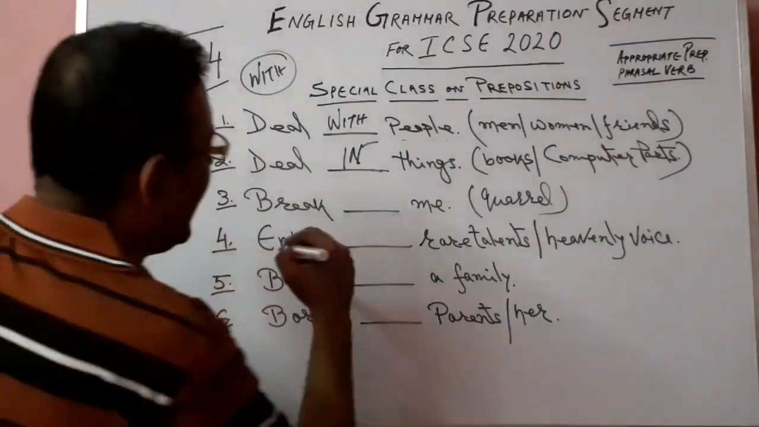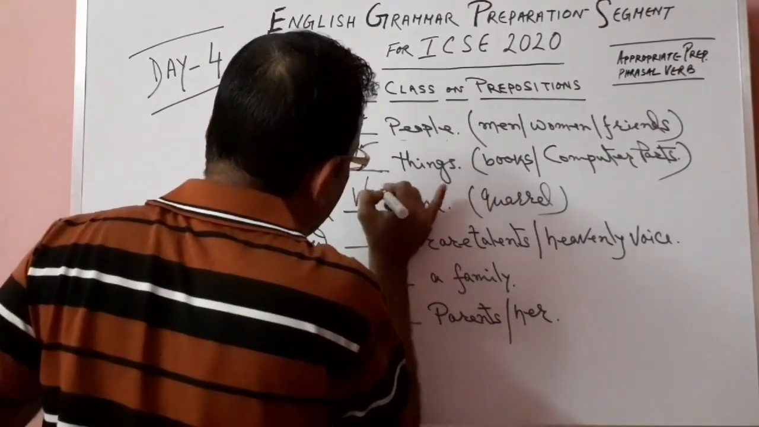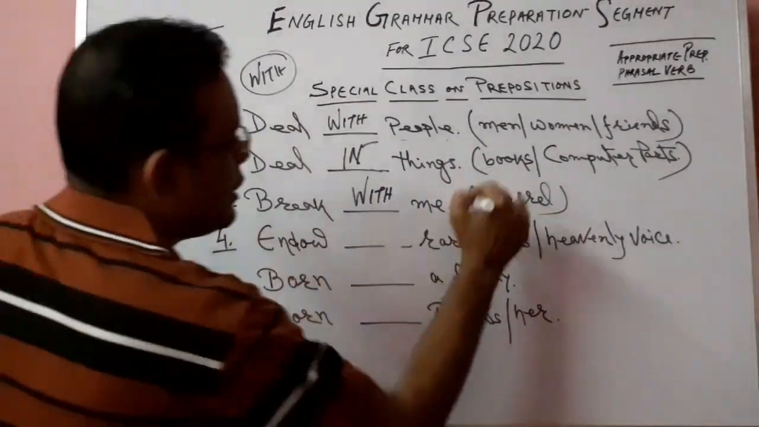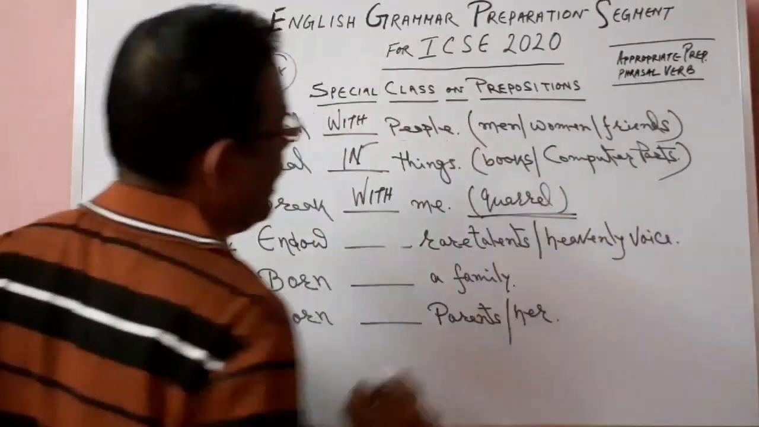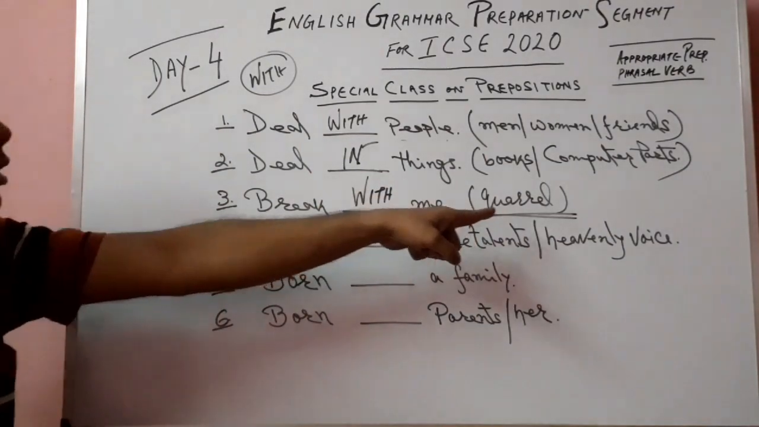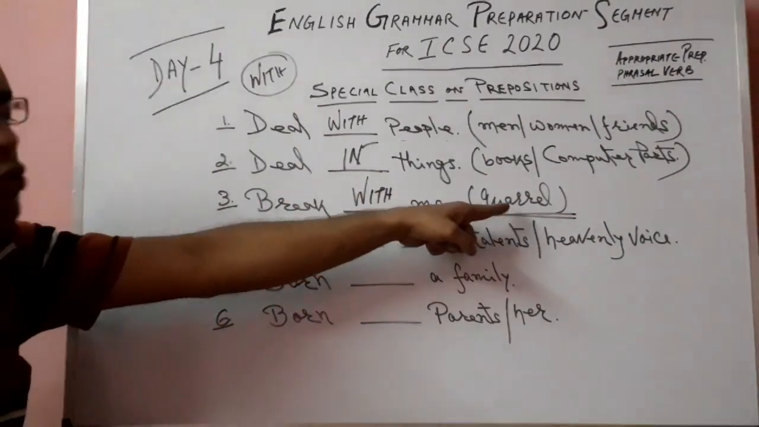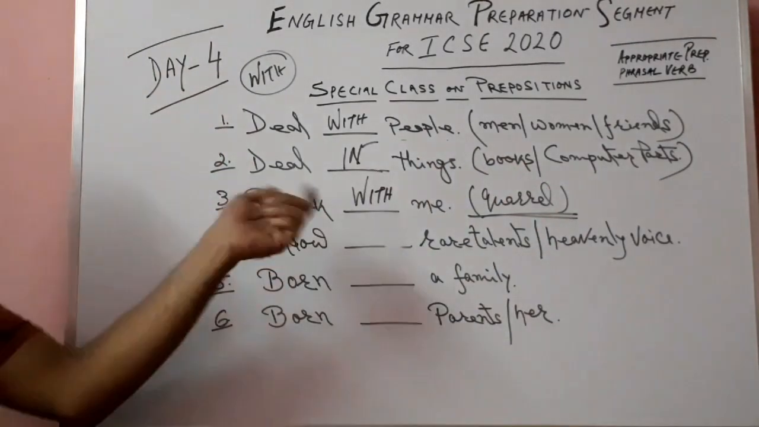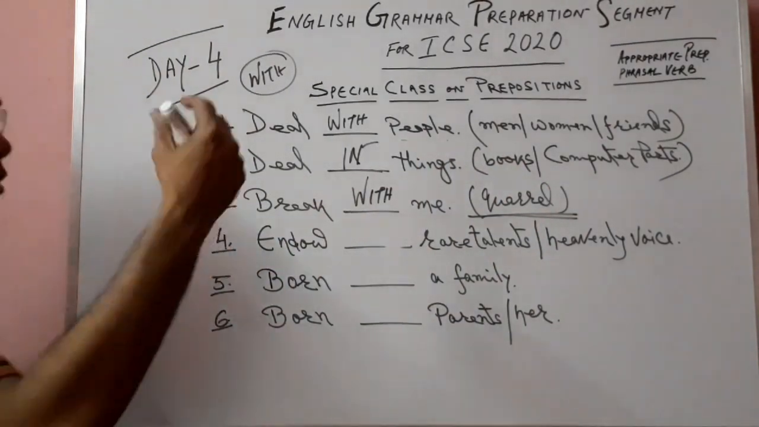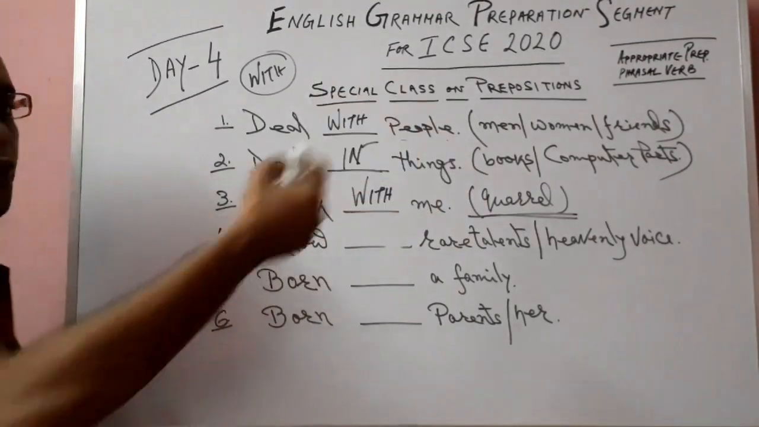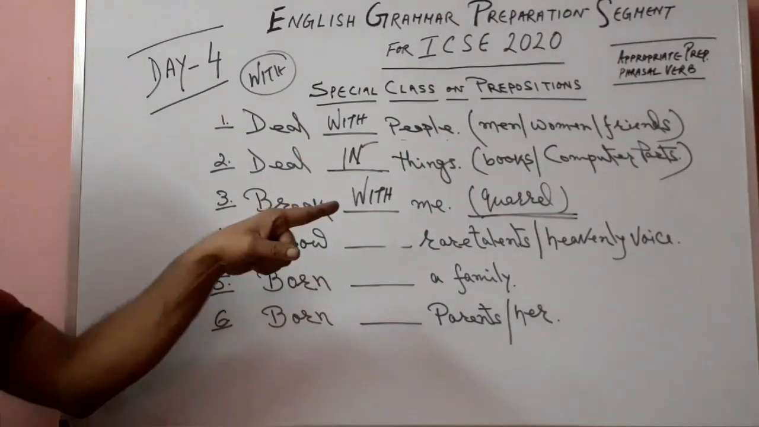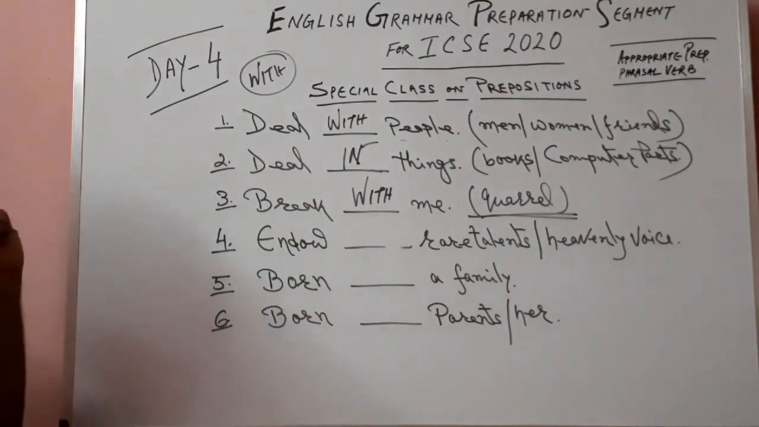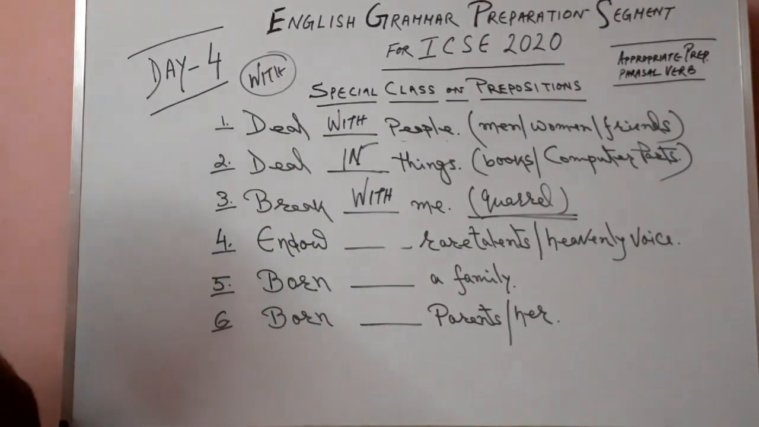Next, break with. It is actually a phrasal verb. Break with means quarrel. That's why I am reading the meaning. So break with me means quarrel. It could be, he broke with me. That is, he quarreled with me. For the word quarrel, we use with. So he breaks with me, he broke with me.